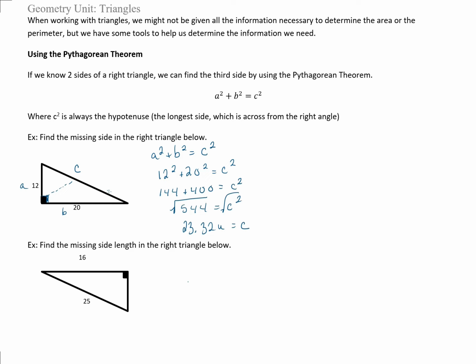Let's look at our next example. Here's our right angle. C, side C, can't touch our right angle. It has to be across from it. So that has to be C. Doesn't matter which the others are, A or B. Right? So just as a reminder, A squared plus B squared equals C squared. Well, this time we know A, so A squared, 16 squared. We don't know B, but we do know C.